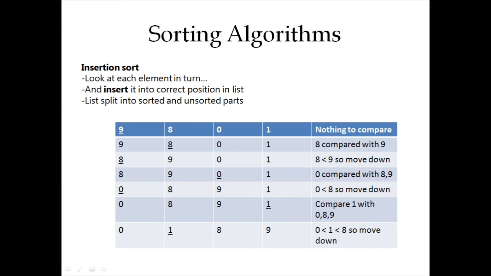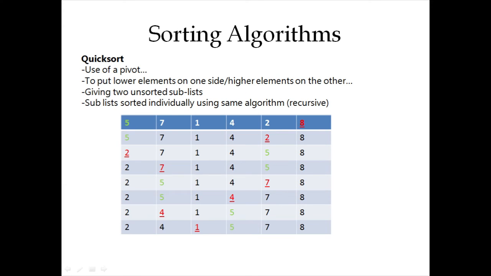A quick sort is slightly more complicated. A pivot is used to put lower elements on one side and higher elements on the other. Two pointers are used, the pivot pointer, highlighted in green here, which stays with the pivot, and the other pointer, underlined in red, which moves towards the pivot. When the pointers meet, the lists are sorted into sublists and then sorted individually.